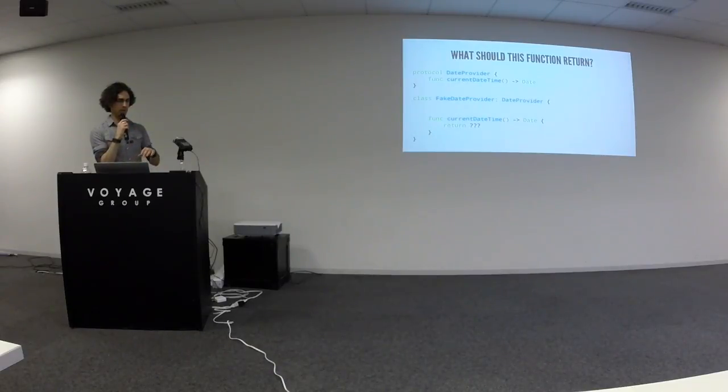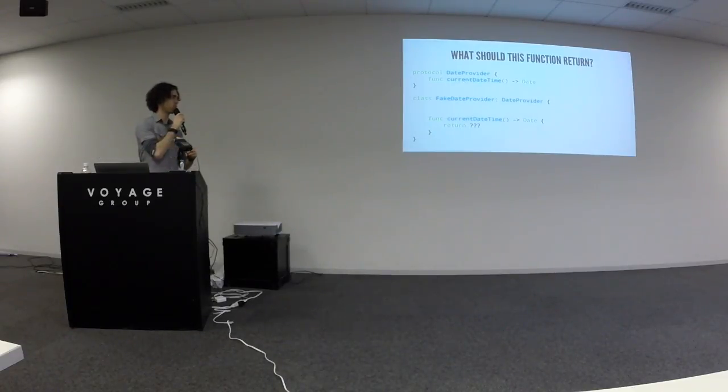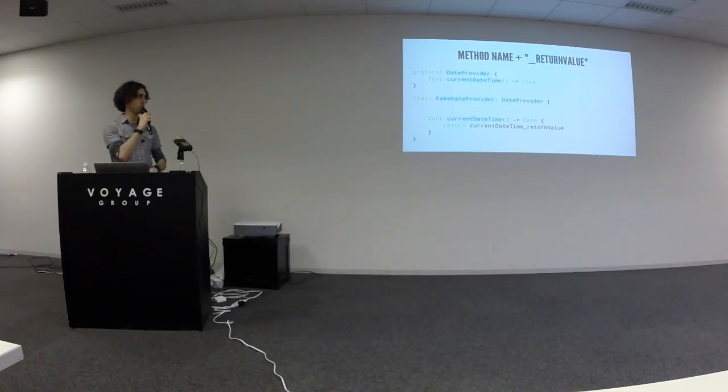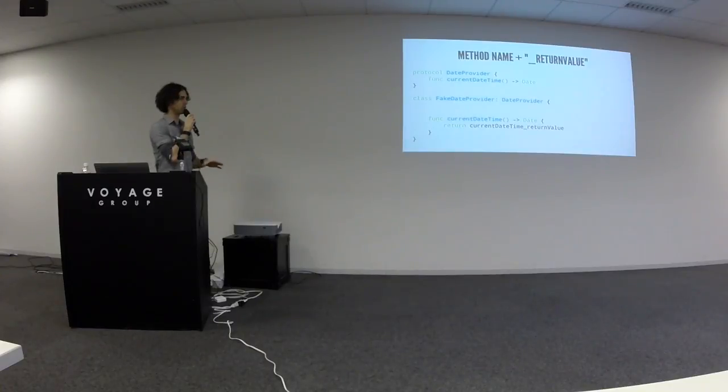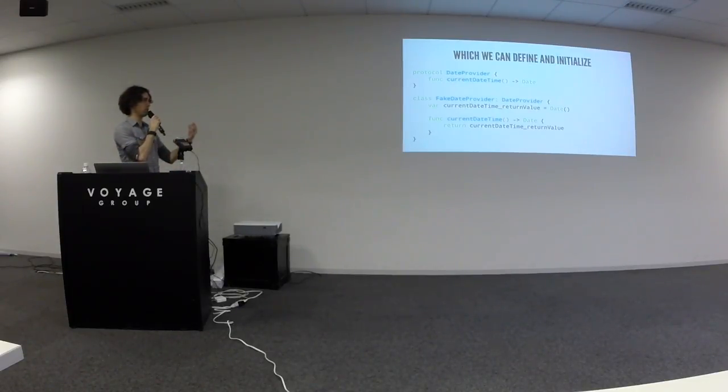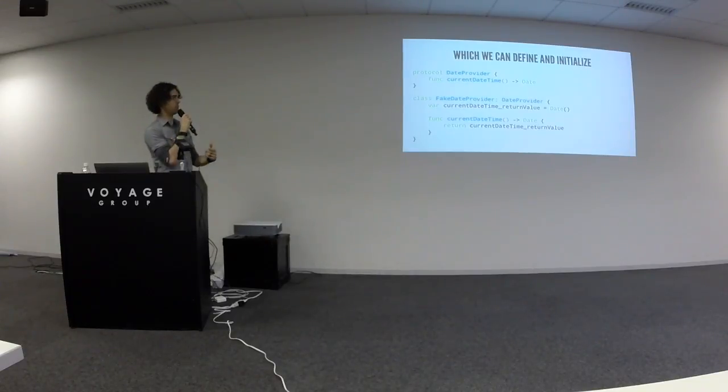Now, there's a pattern that I've been using for defining these types of return values in fakes and mocks in Swift. That pattern is using the method name with an underscore, or underbar, and then return value. So this is going to return current date time, just the method name, underbar return value. This is a locally defined variable inside our fake date provider, which we can initialize to anything. We'll initialize it just to date for now.